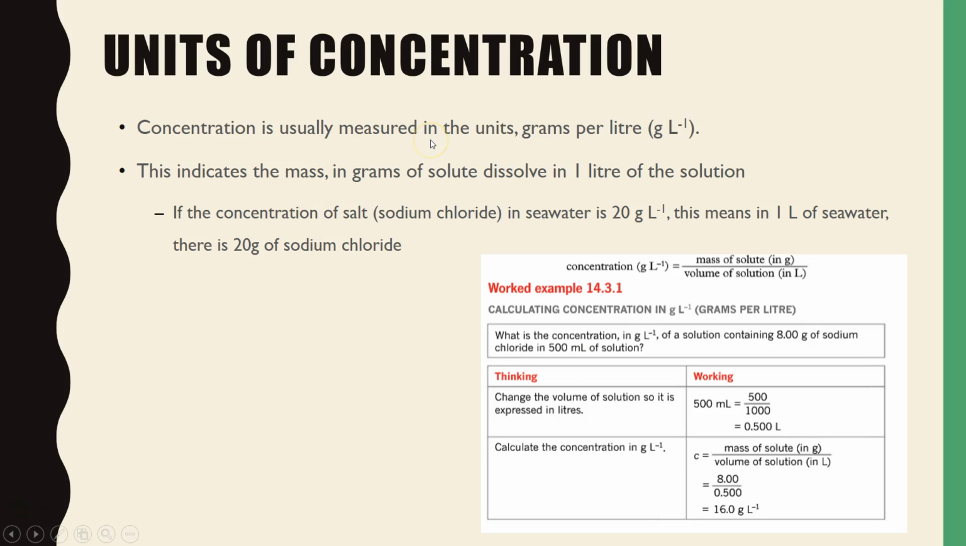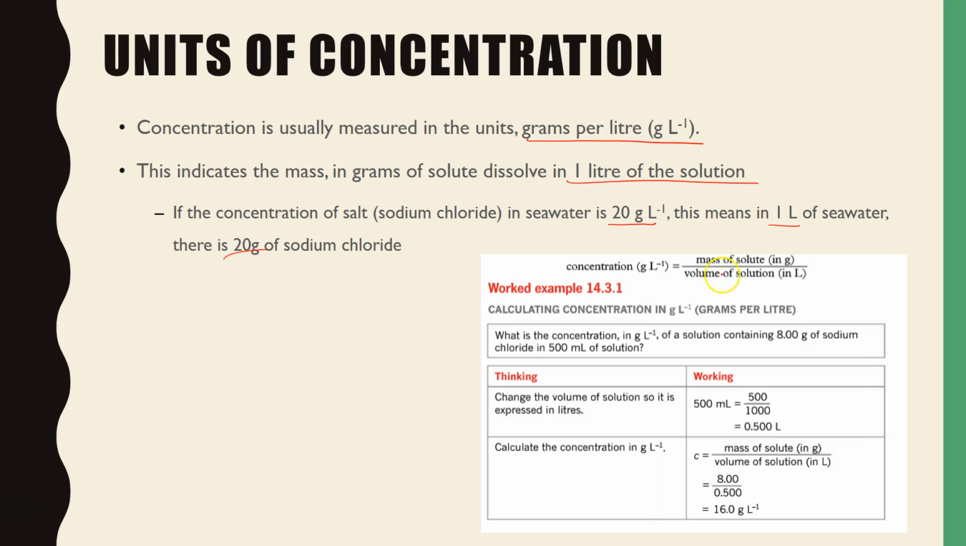Concentration is usually measured in grams per litre, g L^-1. So this indicates the mass in grams of solute dissolved in 1 litre of solution. For example, if we have 20 grams per litre, this means in 1 litre of seawater we have 20 grams of sodium chloride. Let's take another example here.